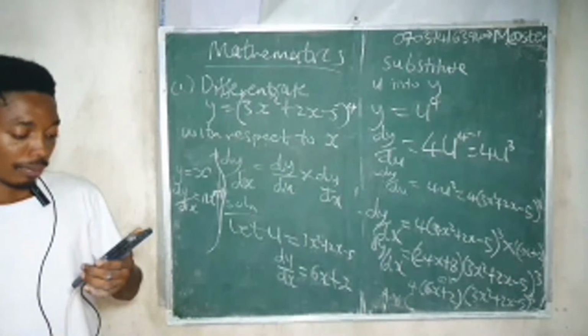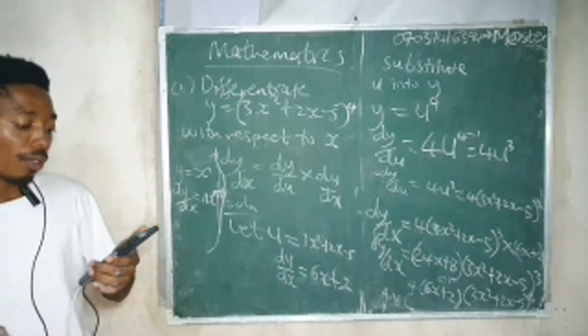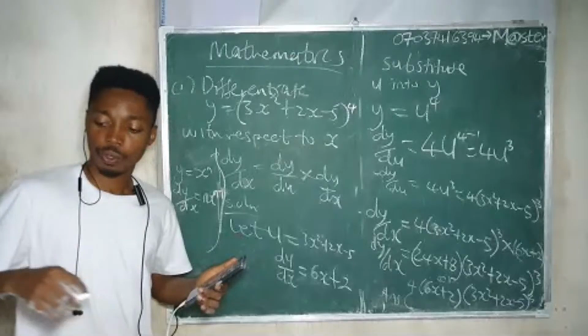Another way you can write this is 4 into 6x plus 2. How I got 24x plus 8 is 4 times 6x, 24x, 4 times 2 is 8, into 3x squared plus 2x minus 5 all cubed. So you can see that the answer is C. Yes. All right. Let's move to the next question.